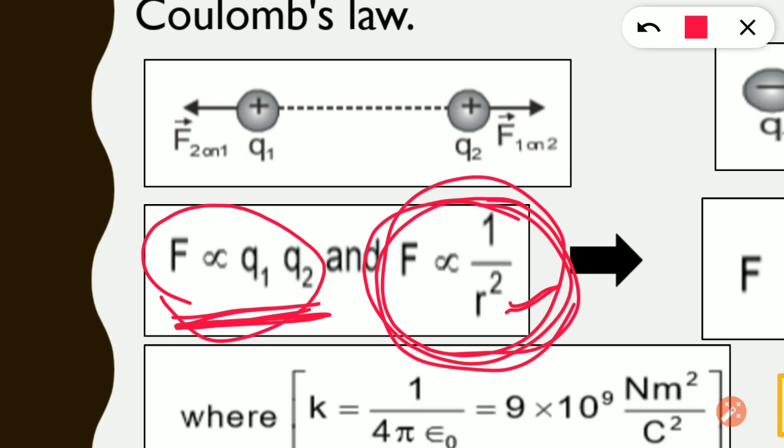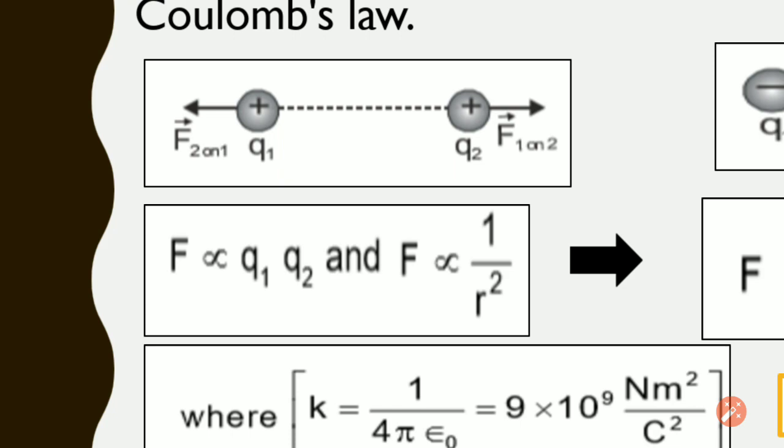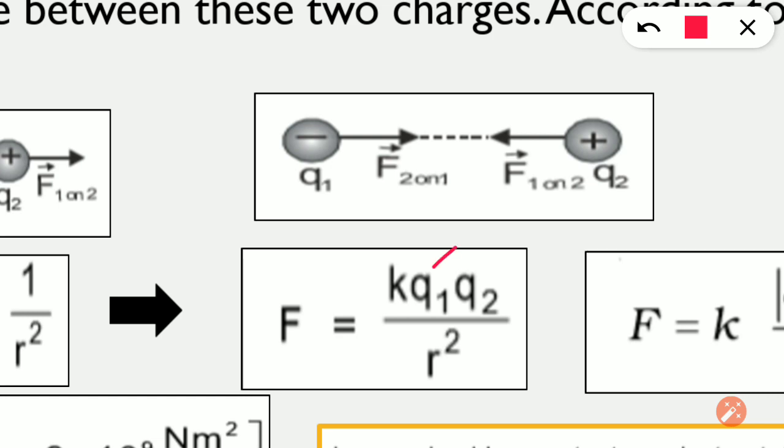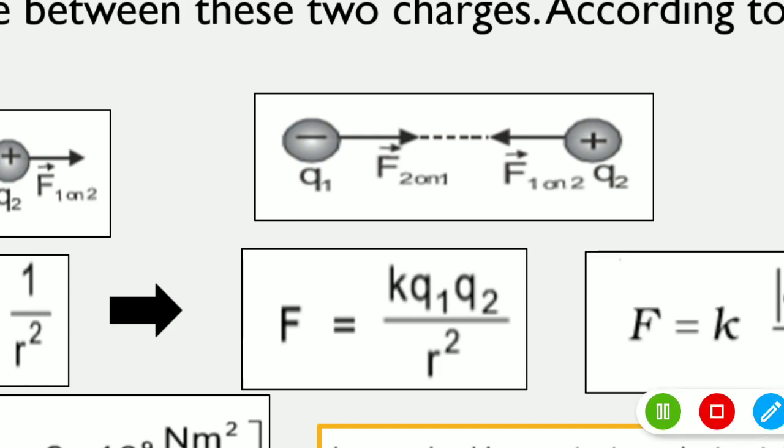The only difference is they are between masses, and right now here the charges are there, right? So this becomes F equals K Q1 Q2 by R square, and this K is a proportionality constant, right? This K contains a lot of things, we will discuss later, but right now you can say this K is a proportionality constant. So it becomes K Q1 Q2 by R square.